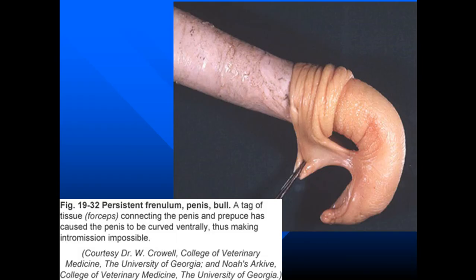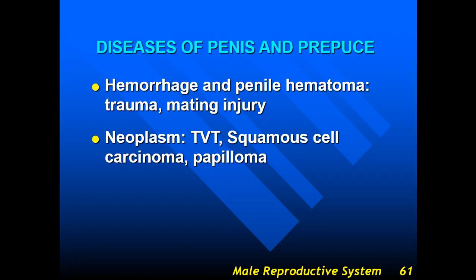Here, this is the persistent frenulum. This is the penis of a bull. Here, this is the persistent frenulum. It makes abnormal deviations of the penis. It makes copulation impossible.